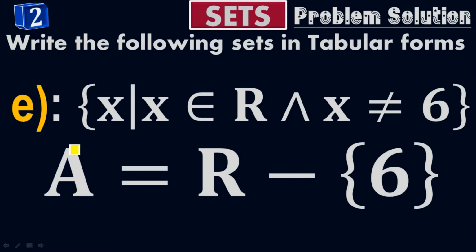I just give a random name A, which means that A is the set of real numbers except 6. We can include all numbers for the real numbers here except 6 because x is not equal to 6, which means that 6 is not included, just minus 6. This is going to be the tabular form.